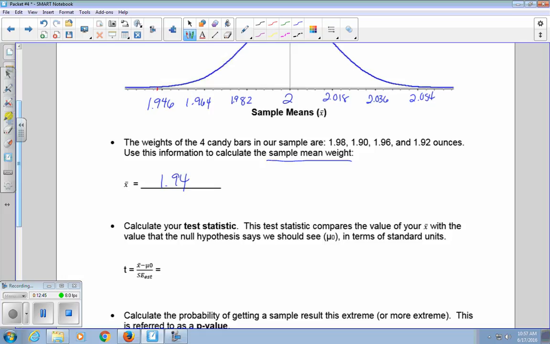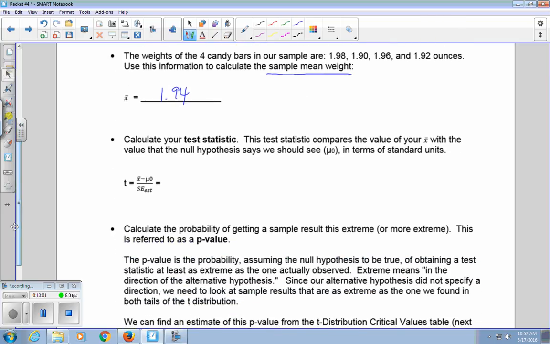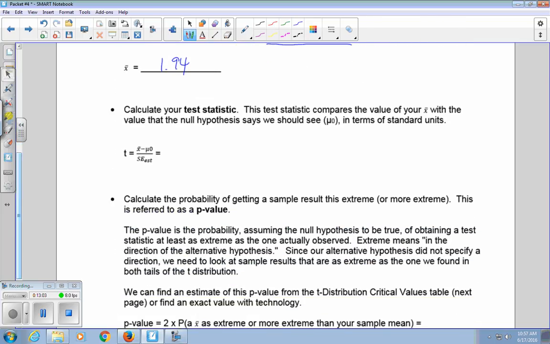on this distribution of sample means that I drew up here. And it looks like it's going to fall way out here in one of my tails. So I'm going to keep that in the back of my mind, that when it's out in the tail, that's an unlikely thing to see. So we just want to keep that so that we know when we're doing our calculations, we're on the right track. So the next step is to calculate our test statistic.